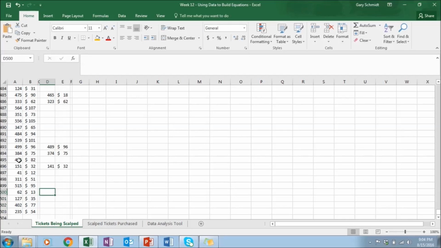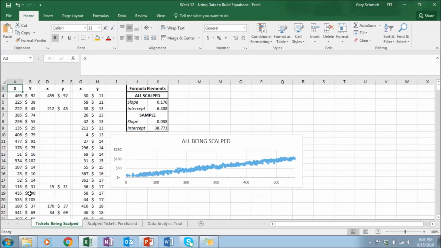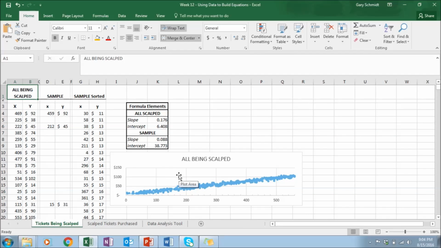Now over here, this is a sample, and we only take a sample sometimes, and those samples in fact don't even reflect the exact values now, so the data has changed a little bit since the samples. But we're not going to worry about the samples in this case. We're just going to use the original data, and we're going to do a calculation based on it. You should know how to do a scatter graph. That was demonstrated earlier, so we're going to take it for granted that you can create this scatter graph from this X and Y data for all being scalped.